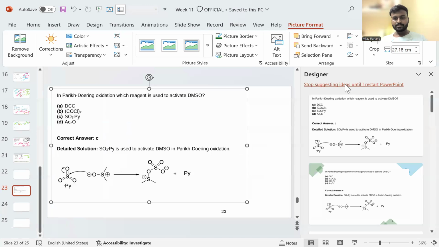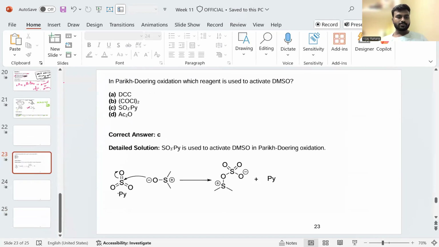So this is the first question. These are based on oxidation. Which reagent is used in the Parikh-Doering oxidation reaction? To activate DMSO, which reagent is used? That's the SO3·Py reagent, which is used for activating the DMSO in this reaction.